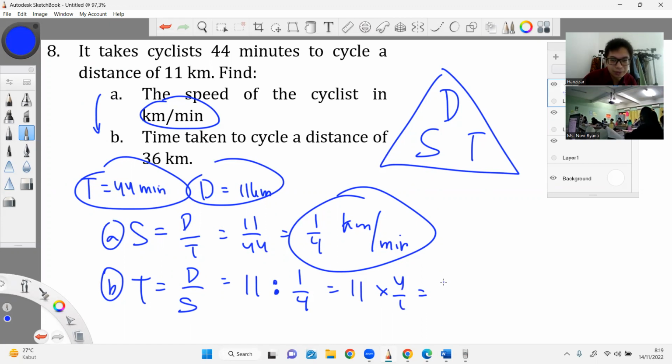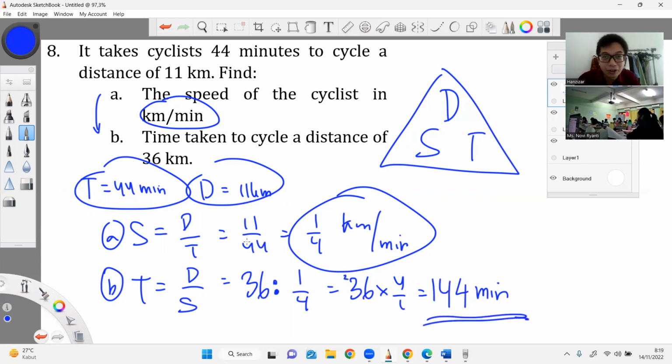Wait, did I do something wrong? Oh, 44 minutes. Is it wrong? The speed is 11 over 44 minutes. Time equals distance over speed. The distance is 36. Oh, sorry. The distance is 36. See, I did something wrong. Sorry. 36 times 4 is 144 minutes. Okay, that's all for our exam preparation questions.